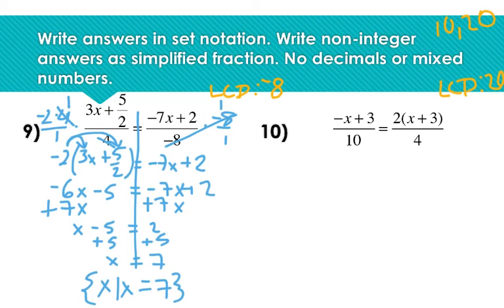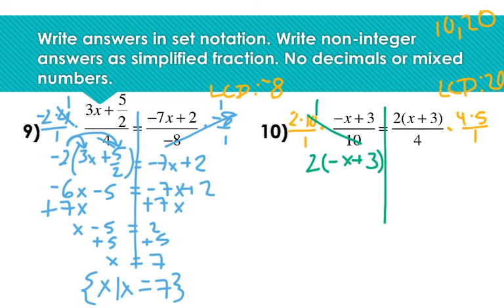Now, 20 is 4 times 5, so I'm going to write 4 times 5 over 1. That's what I'm going to multiply by on the right side of our equation. And on the left, I'm going to multiply by 2 times 10, since 2 times 10 is 20 over 1. And now I can multiply and simplify this out. So let's go ahead and do that. We have 10 divided by 10 is 1. And so 2 times 1 is 2. So we're going to have 2 times negative x plus 3 equals.